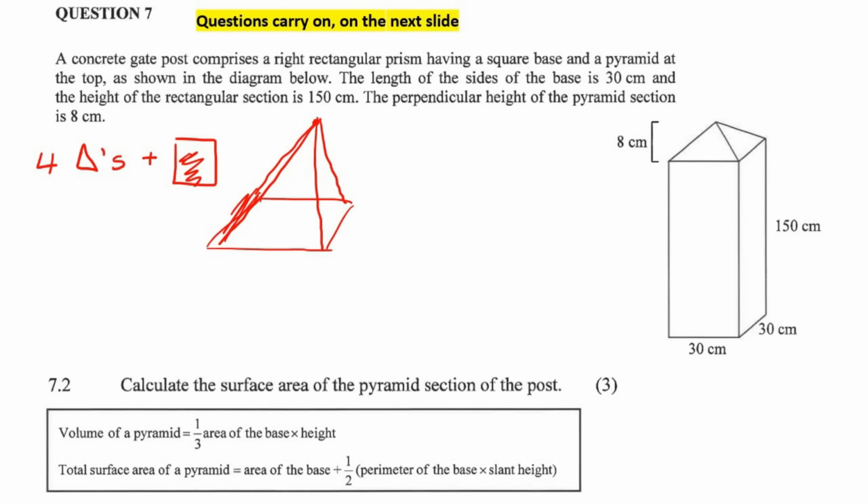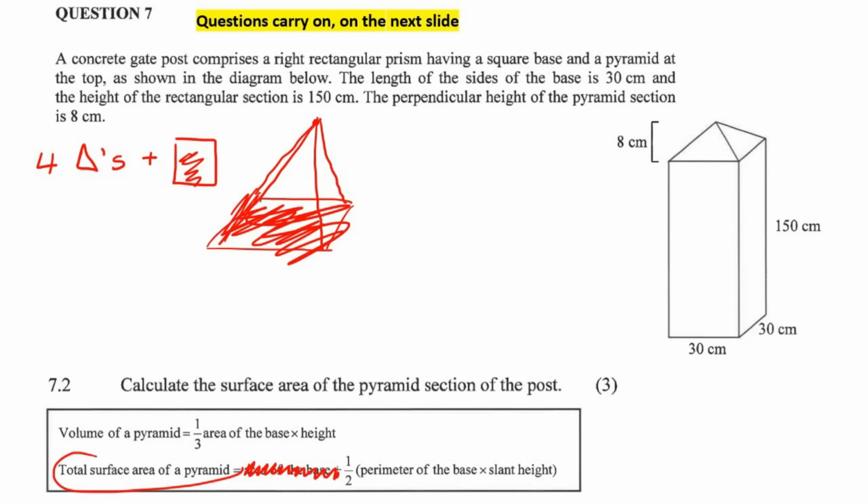Now, that's the formula for a normal pyramid, but this is not a normal pyramid. Why? This pyramid is attached to the top of a rectangular prism. So which of these parts would we not see? Well done if you realize we're not going to see the bottom. We're not going to see that. So we're not going to use this part of the formula.